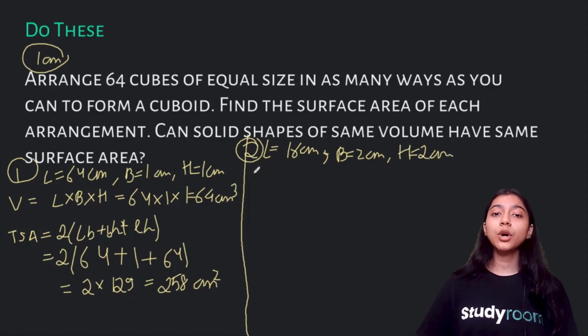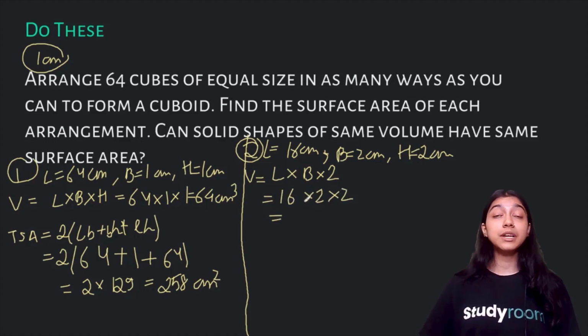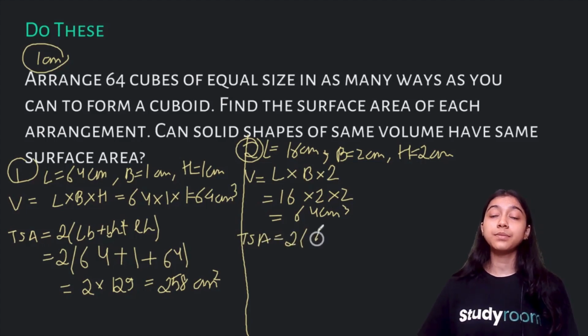Now let's calculate the volume of this cuboid. The volume will be length multiplied with breadth multiplied with height. So we have 16 multiplied with 2 multiplied with 2, which gives us 16 multiplied with 4, that is 64 centimeter cube. Now let's calculate the total surface area. The total surface area of the cuboid is 2 times (length times breadth plus breadth times height plus length times height).